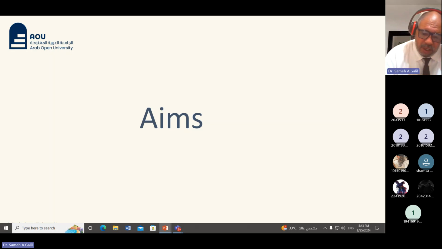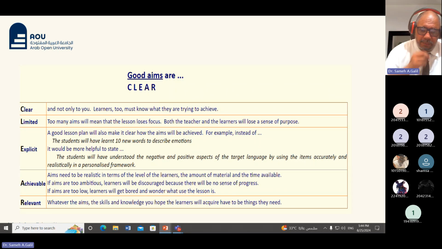You don't describe how you're going to do it, because if you describe how you're going to do it, obviously you're talking about the procedure. So lots of people have this problem of confusing aims for procedures and procedures for aims. So one very important item on your lesson plan would be your aims. Your aims, like I said, for them to be good, have to be clear, limited, explicit, achievable, and relevant.